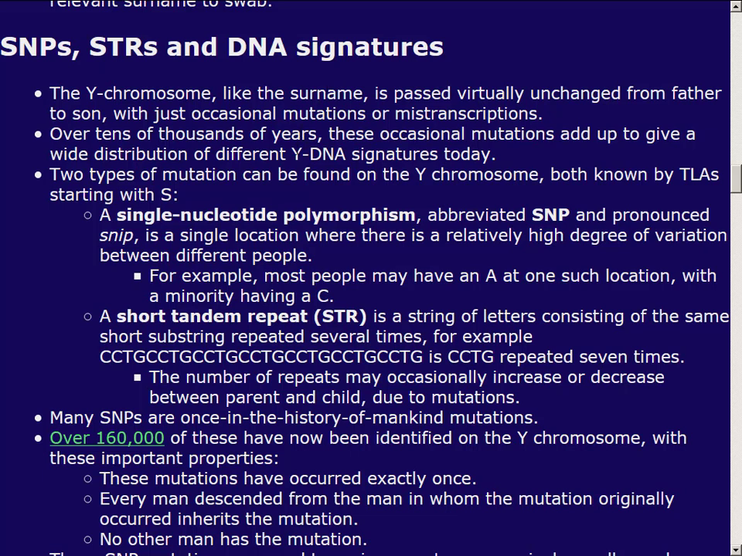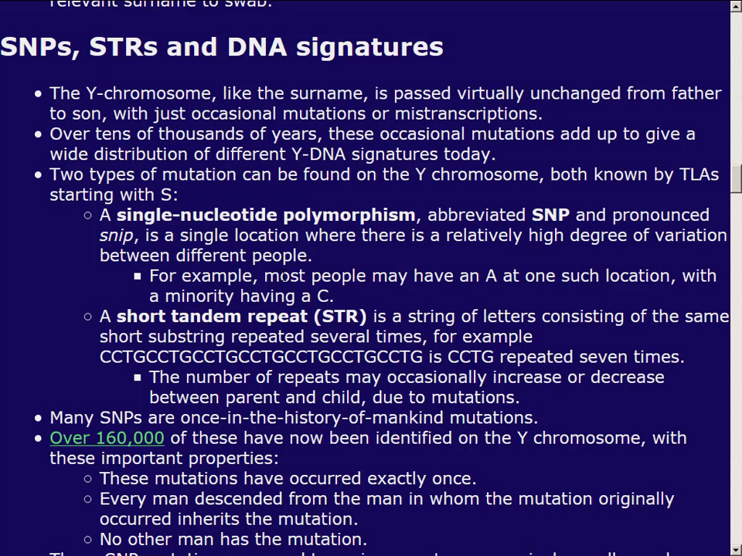So just as the spelling changes, the sequence of letters representing the Y chromosome can change with two types of mutation. There's a TLA, a three-letter acronym for each of them, and they both begin with S, and I hope I don't get tongue-tied and say the wrong one at any point in the talk. There's the SNP, the single nucleotide polymorphism, and that's a single letter that gets mistranscribed going from father to son. An A changes to a C, and generally then the next generation has the C, and the next generation has the C, and so on.